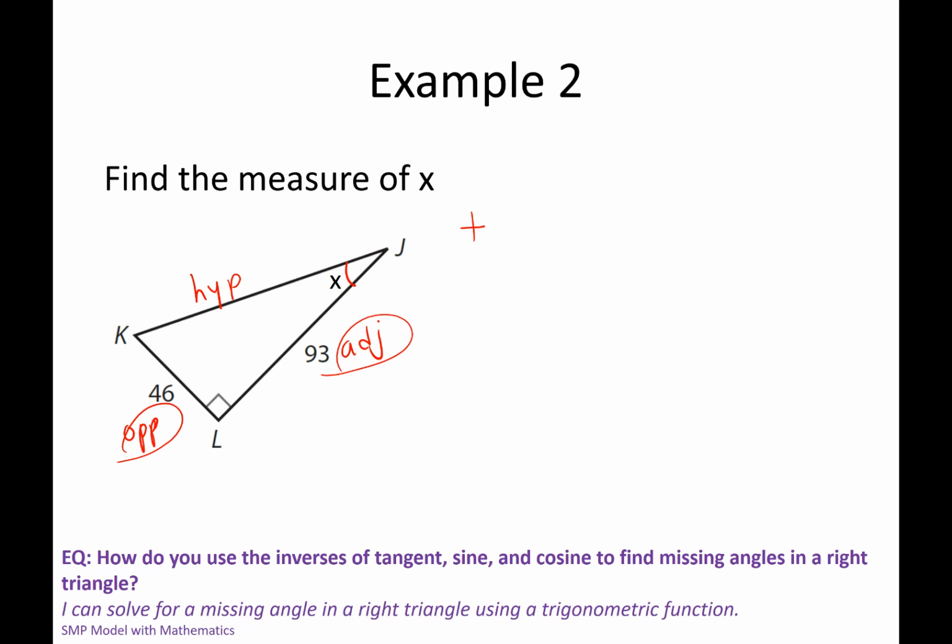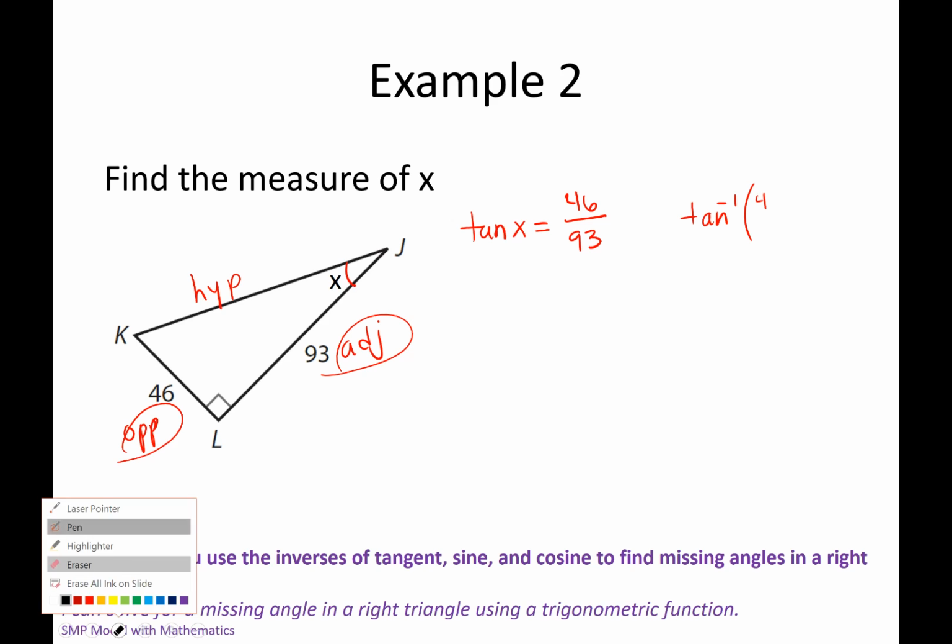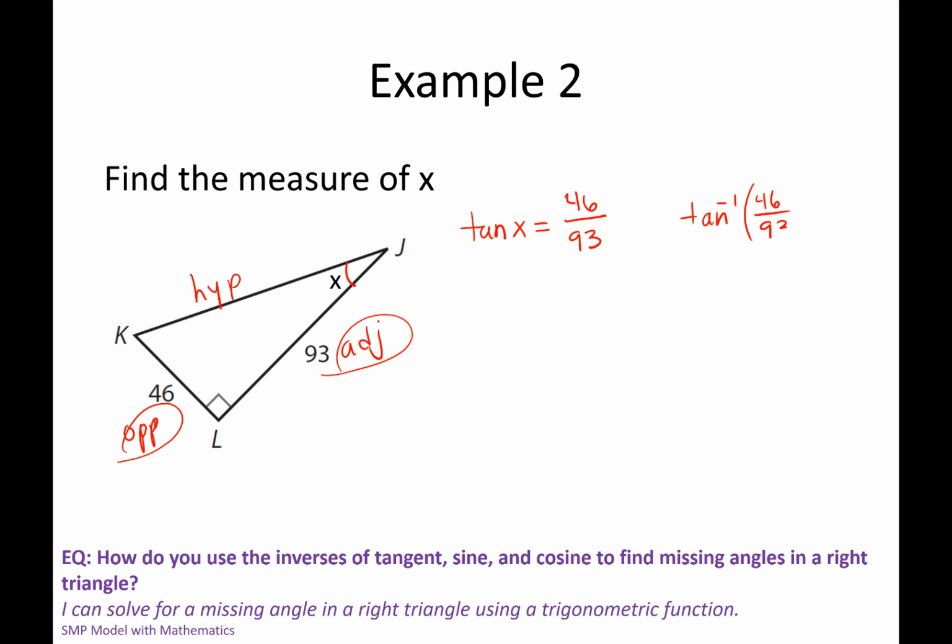So I'm going to do tangent of x equals opposite over adjacent. Once I have my normal trig function, then I'm going to switch it to tangent inverse, and then I switch my ratio and my angle. I apologize there. Let's get 46 over 93, and then that's going to equal x.